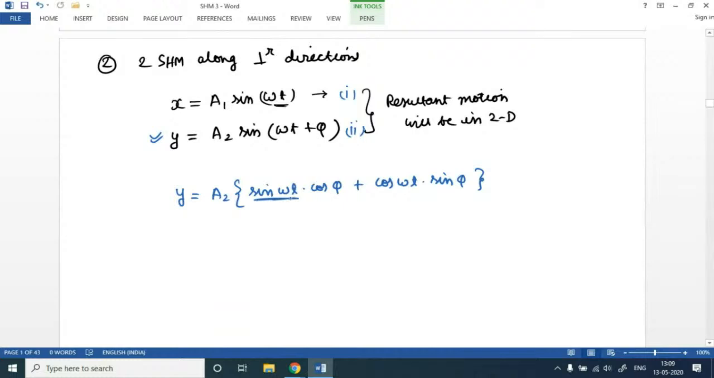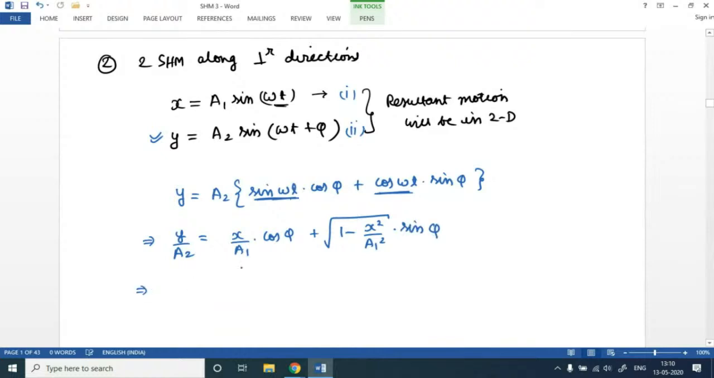So sine omega t's value we can take from equation 1, and similarly we will also get the cos omega t value. Let's rearrange that a little bit. On the left hand side, let's write y upon a2, and this term sine omega t is nothing but x upon a1 into cos phi, and the other term cos omega t, since we have the value of sine omega t, would be the root of 1 minus x square by a1 square, into sine phi.